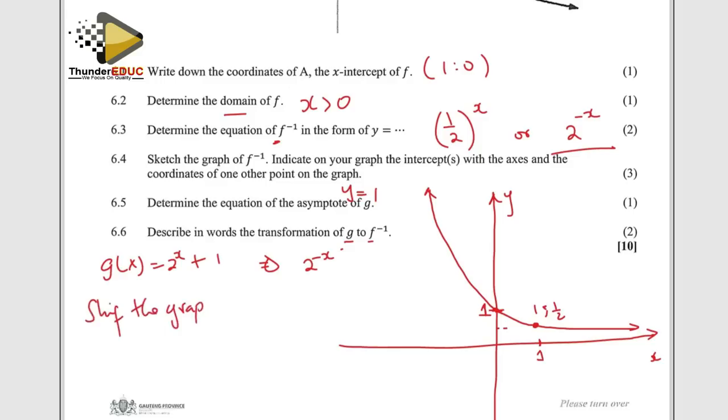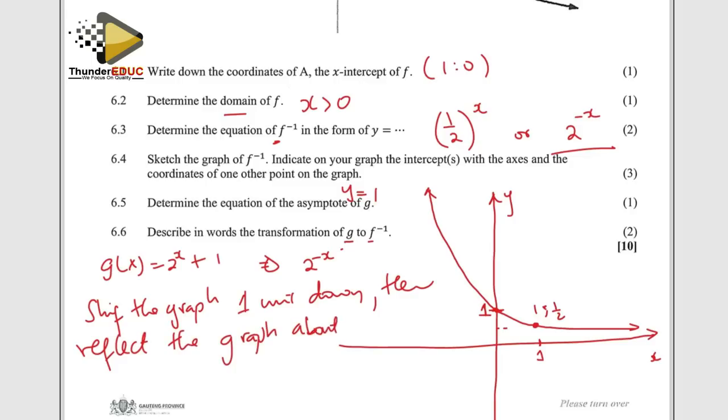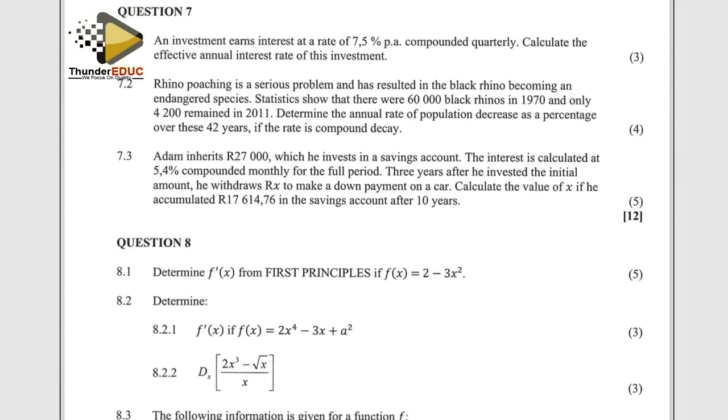Shift the graph 1 unit down, then the 1 falls away, and then reflect the graph about the y-axis, because when you reflect about the y-axis, the sign on the x must change. So even if they just tell us shift the graph 1 unit down, reflect the graph about the y-axis, you get your 2 marks for that. That is question number 6.